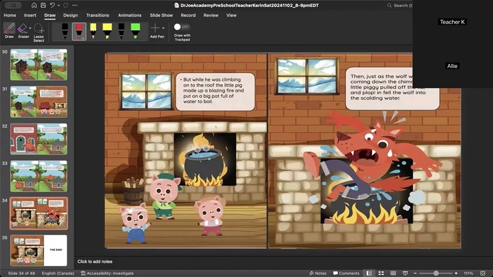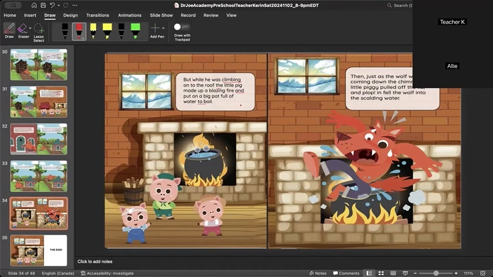But while he was jumping on, climbing onto the roof, a little pig made up a blazing fire and put on a big pot full of water to boil. Okay, you're missing some words when you read. Make sure you always read the words carefully, and if you want me to make it bigger, let me know so I can make it bigger if it's difficult for you to read.